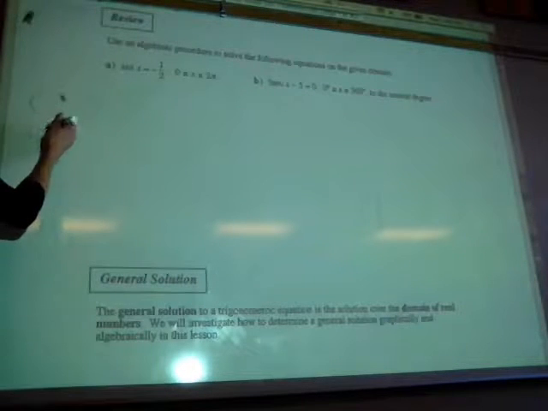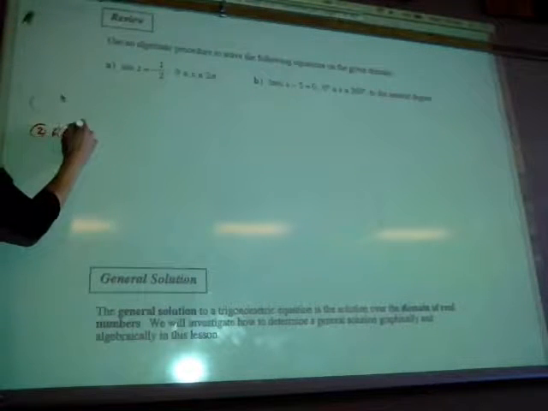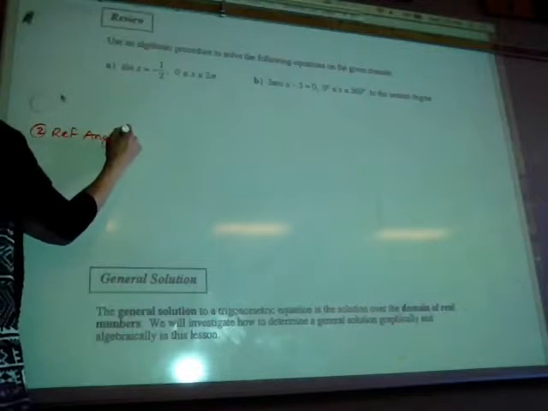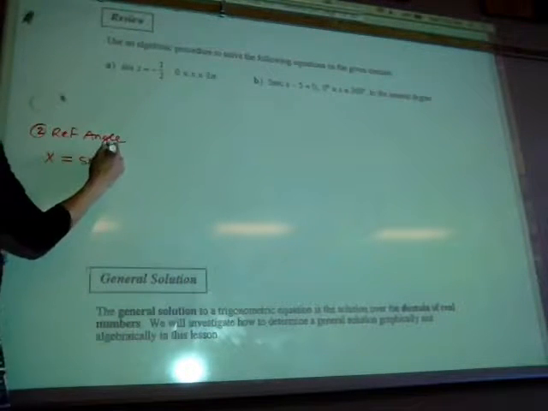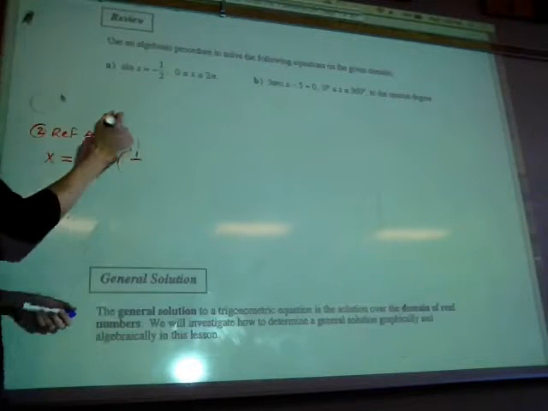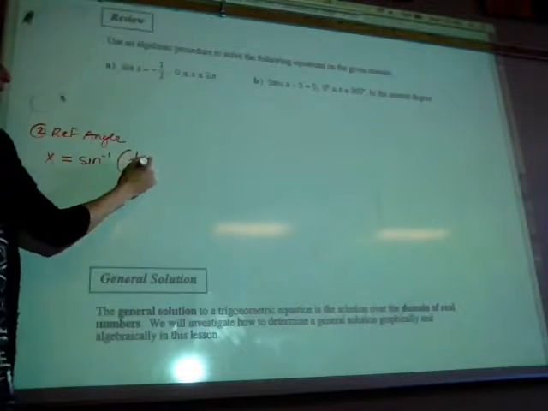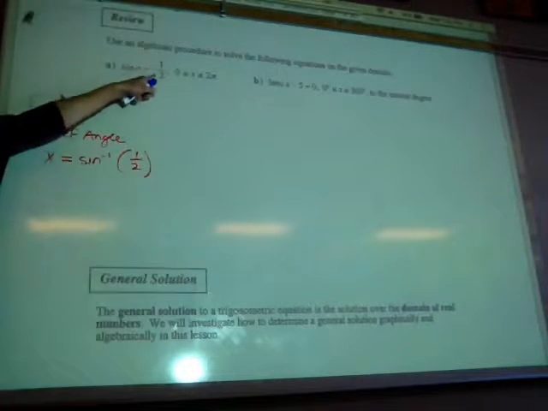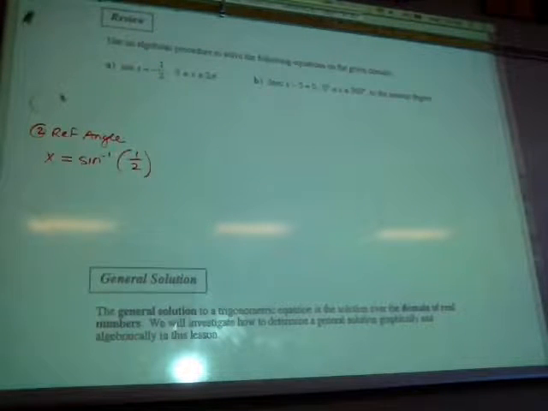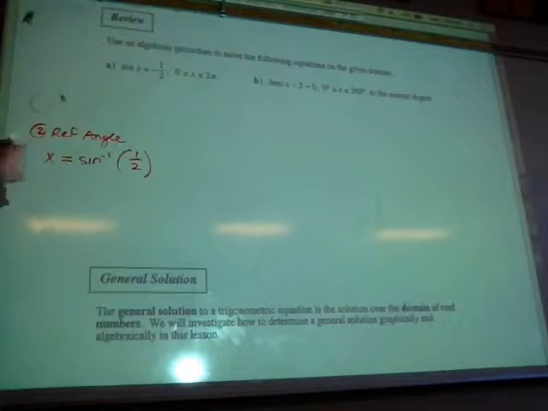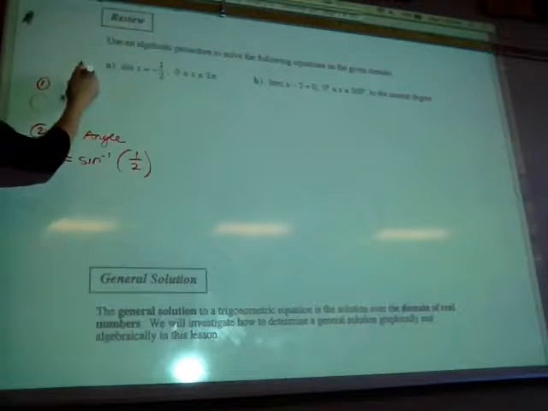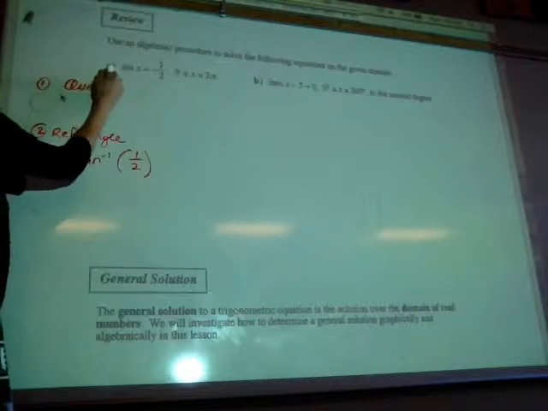Very close. So the second step is we need to find a reference angle. Okay, so we're going to get x equals inverse sine, and instead of putting -1/2, we just put 1/2. What's the negative going to tell us? No, because we're not talking about angles. This is a ratio. Quadrant. The quadrant. Good, and that would be the first step. Okay, so quadrants.